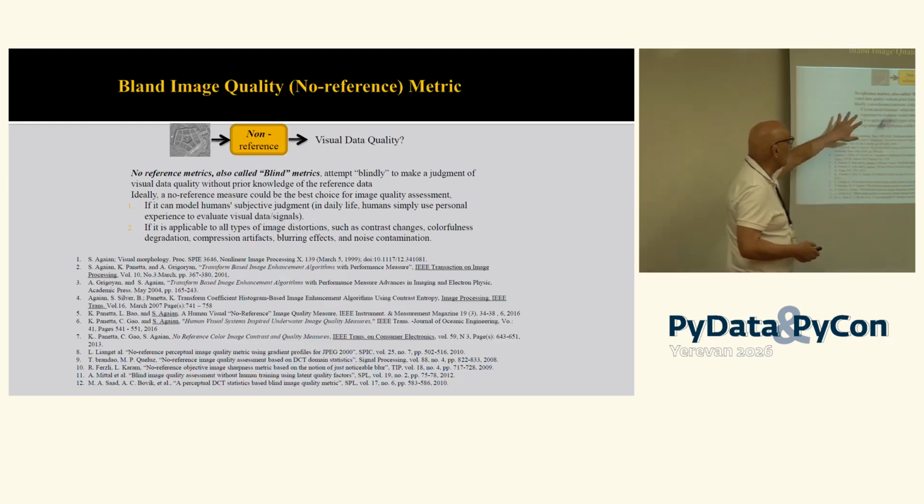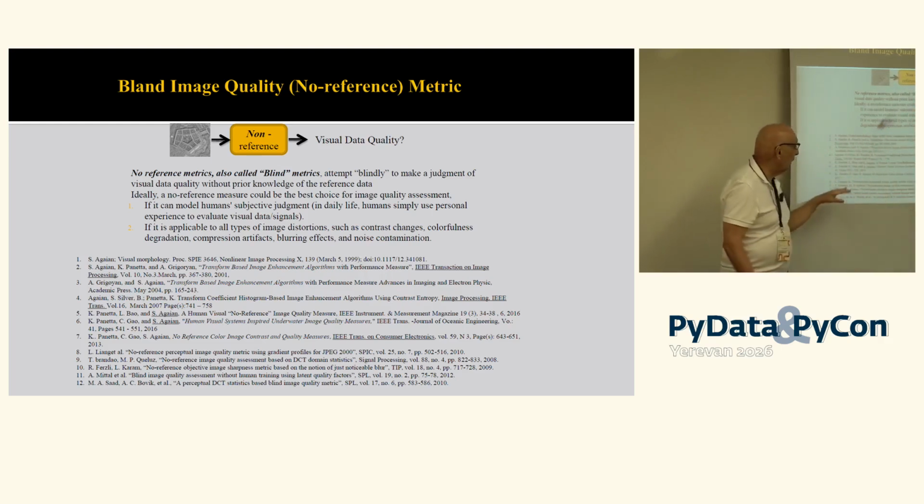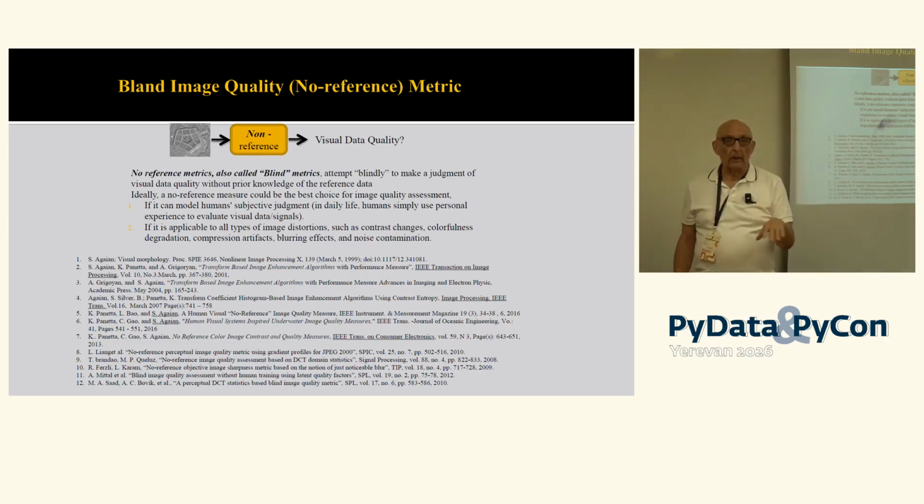Now, this is the problem formulation: you have one image, you don't have any reference or any information about this image, and you want to make a decision about its quality. I developed this in 1996 and published it in 1999. Now I have approximately 50 publications on this subject, and it became a new area of research: no-reference image quality.